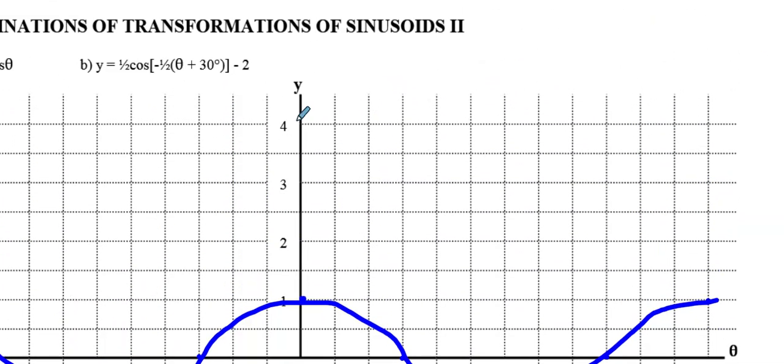All right, now we're going to look at the transformations involved here. We have a vertical compression of a half. We have a reflection over the y-axis. We have a horizontal stretch by a factor of 2. We have a horizontal shift 30 degrees to the left, and we have a vertical translation down 2.